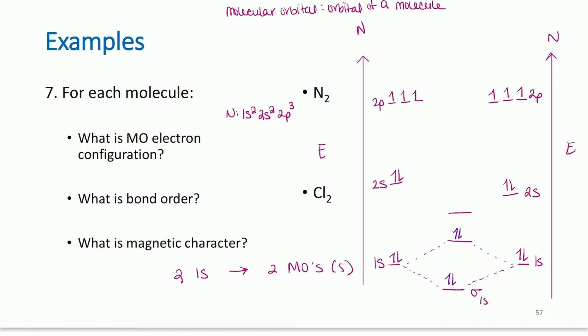Each orbital can hold 2 electrons, as we've always seen. 2s does the same thing. I'm sorry, the antibonding is labeled sigma star 1s because it came from the 1s. So the star means antibonding. The 2s's combine to form a sigma 2s and a sigma star 2s. So bonding and antibonding. Again, remember, the star tells me antibonding, and it's higher in energy.